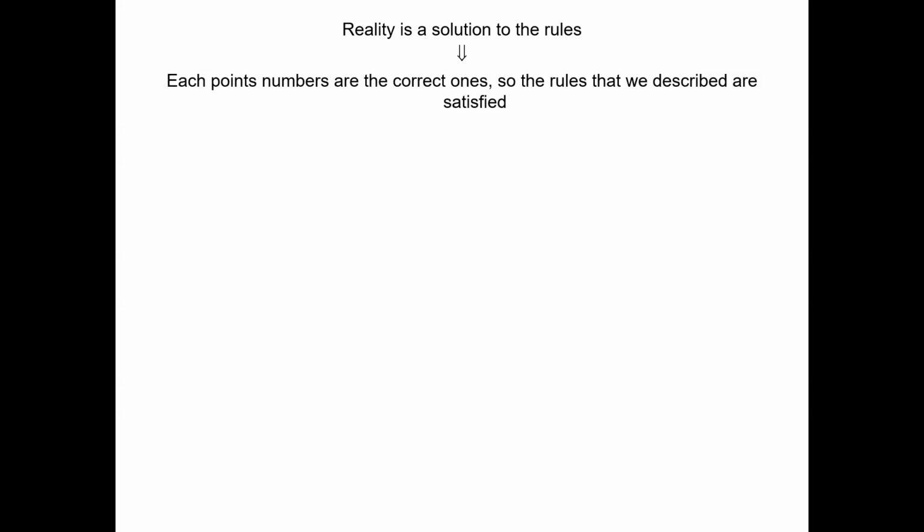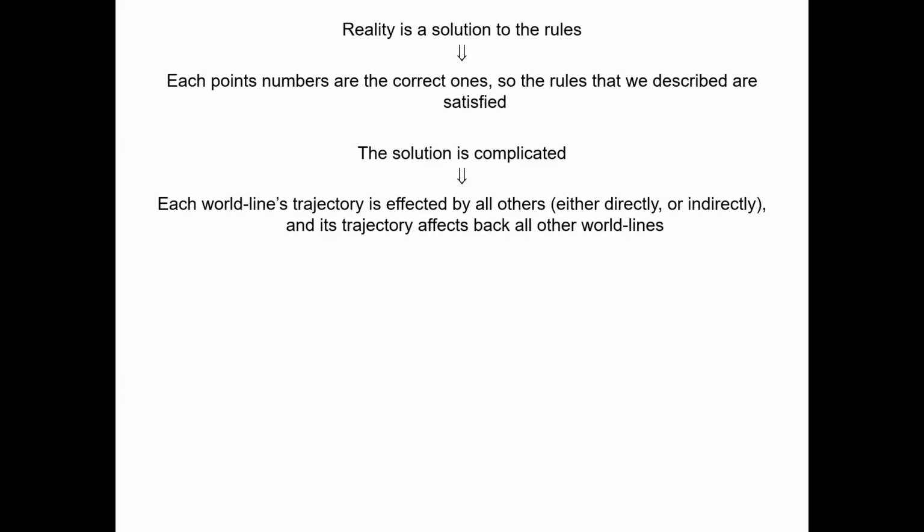Okay, with that we finished describing reality. Reality is the solution to the rules that we presented, meaning that each point's numbers are the correct ones. So the rules that we described are satisfied. Now, the solution is complicated. Each world line's trajectory is affected by all other world lines, either directly or indirectly. And its trajectory affects back all the other world lines, either directly or indirectly.